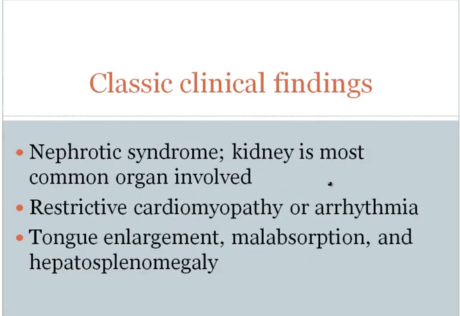Now, what are the classic clinical findings? Essentially, what you should be aware of is that amyloid can really deposit in multiple tissues throughout the body. However, there are some classic clinical findings, and that's what I want to emphasize here. First, the kidney is the most commonly involved organ, high yield. The kidney is the most commonly involved organ, and when it is involved, it usually results in nephrotic syndrome. That's high yield as well.